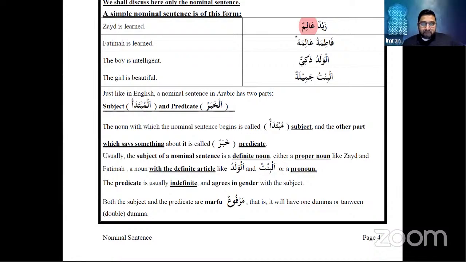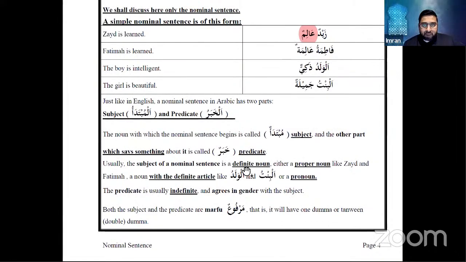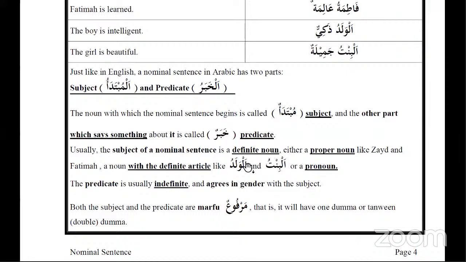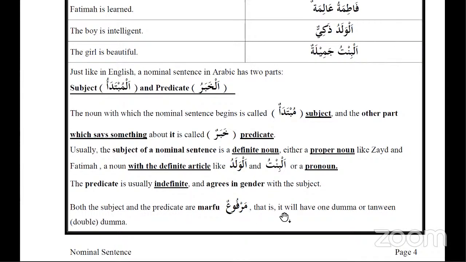Excellent. Usually the subject of a nominal sentence is a definite noun, either a proper noun like Zaid and Fatima, a noun with a definite article like al-waladu and al-bintu, or a pronoun. The predicate is usually indefinite and agrees in gender with the subject. Excellent. Both the subject and the predicate are marfu. That is, it will have one dhamma or tanwin or double dhamma.